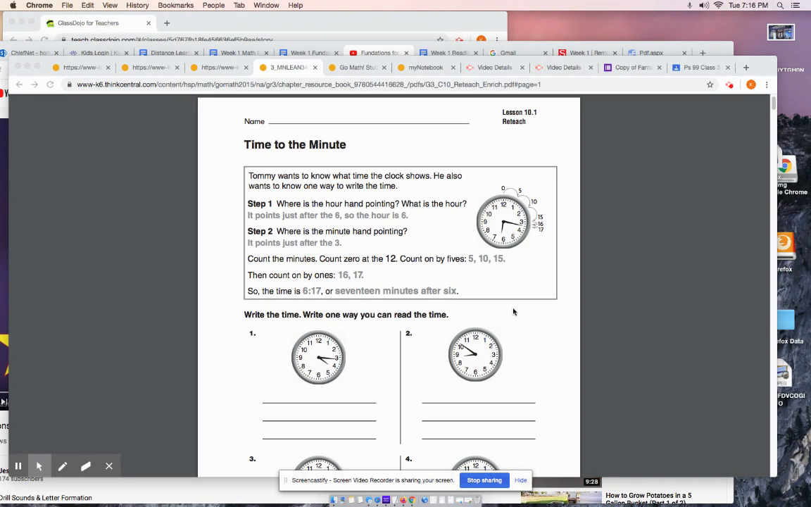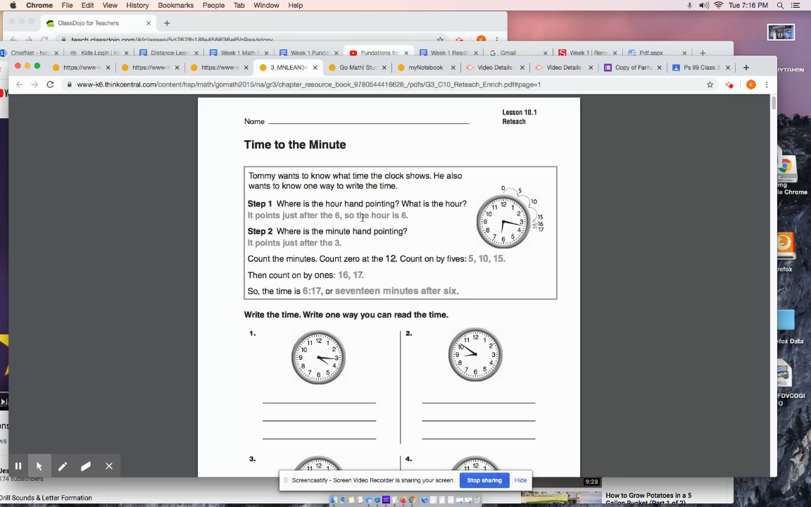I gave you this assignment to help you out because I noticed with your Google class, when you returned the assignment, we had some errors in reading time to the minute. So we're just going to review it. Let's look at this reteach lesson. Tommy wants to know what time the clock shows. He also wants to know one way to write the time.